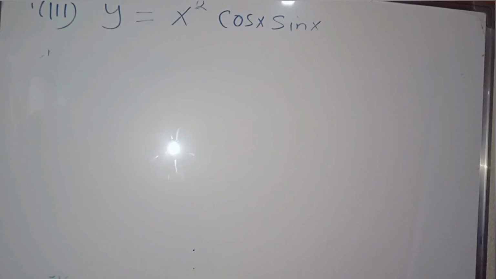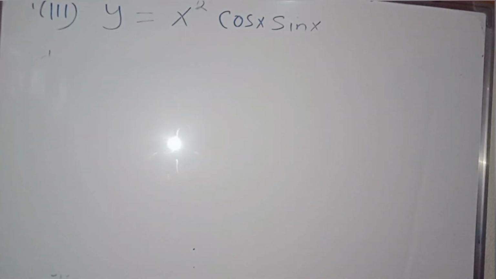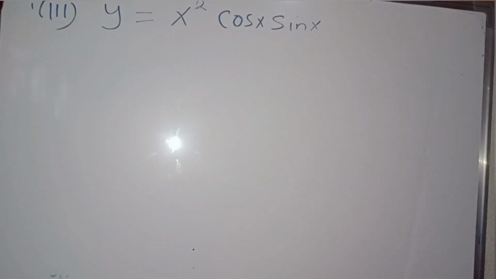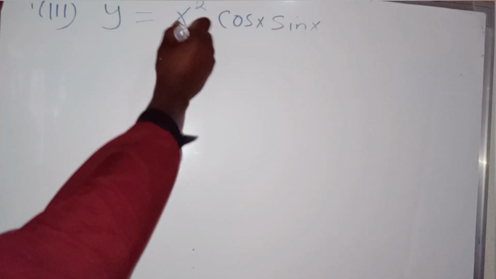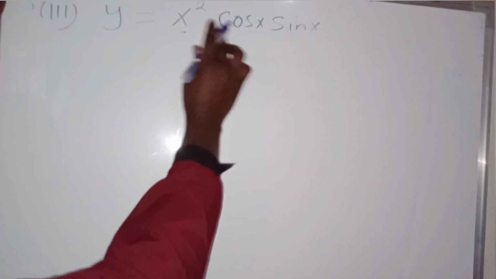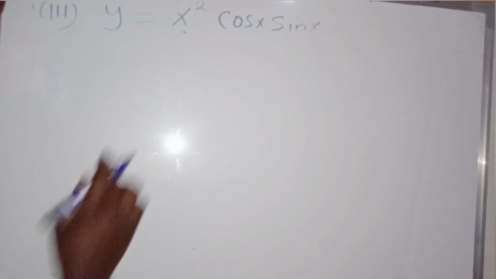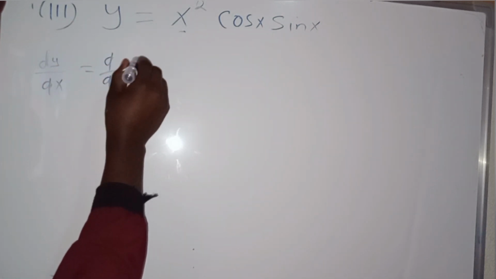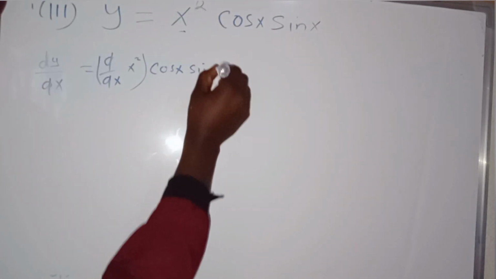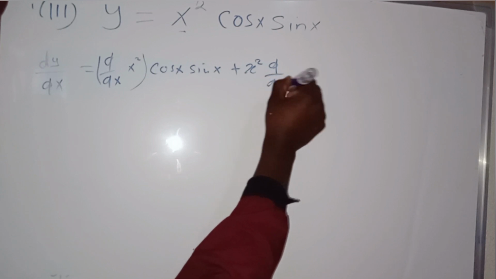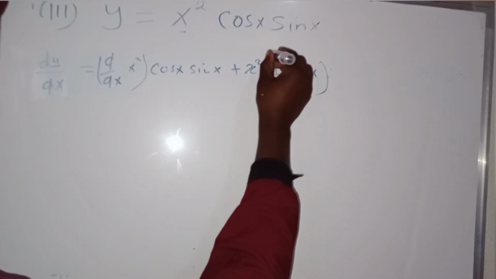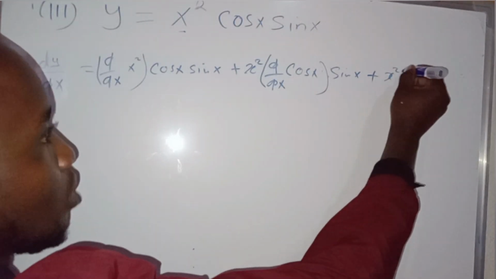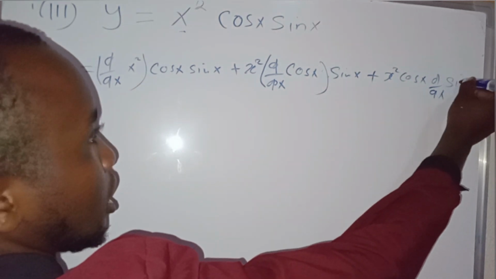So question 3, find the derivative of y is equals to x squared cos x sin x. It involves three functions, that is x squared, cos x and sin x. We will use product rule to differentiate, such that you find the derivative of x squared, you hold the other, you add derivative of cos x, you hold the other, plus derivative of sin x, you hold x squared cos x. So dy all over dx is equals to derivative of x squared times cos x sin x plus x squared derivative of cos x times sin x plus x squared cos x derivative of sin x.